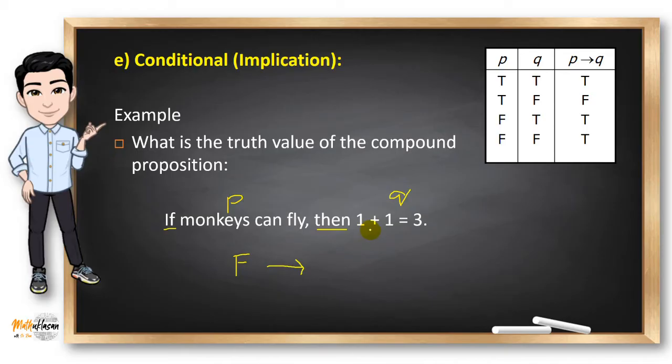Now, is 1 plus 1 equal to 3? Of course not. So Q is also false. So the truth value of this compound proposition is now true. And it's written all over here.